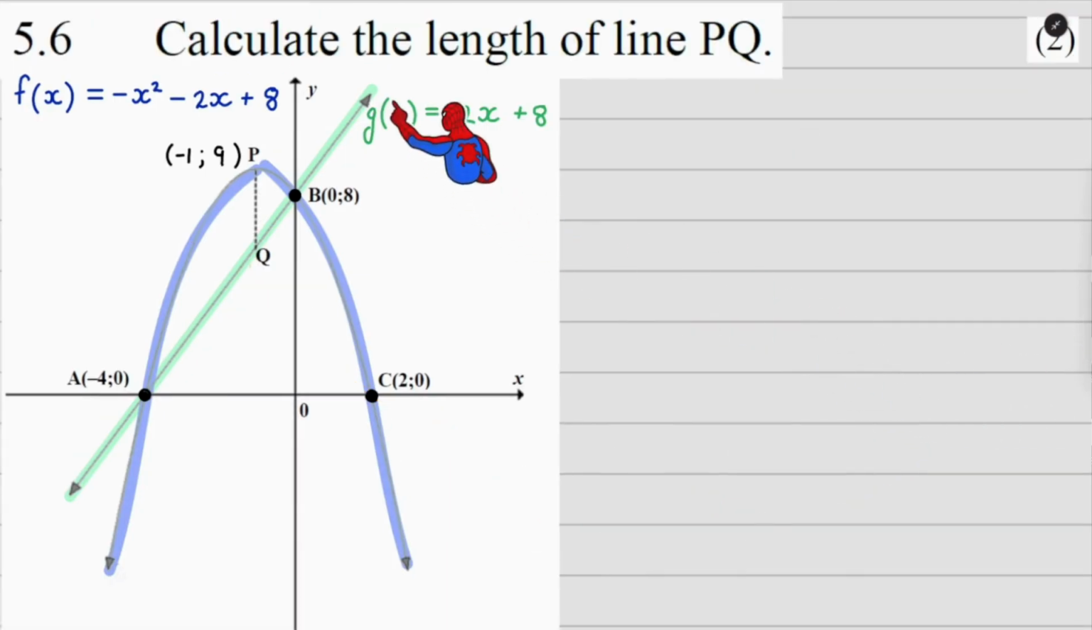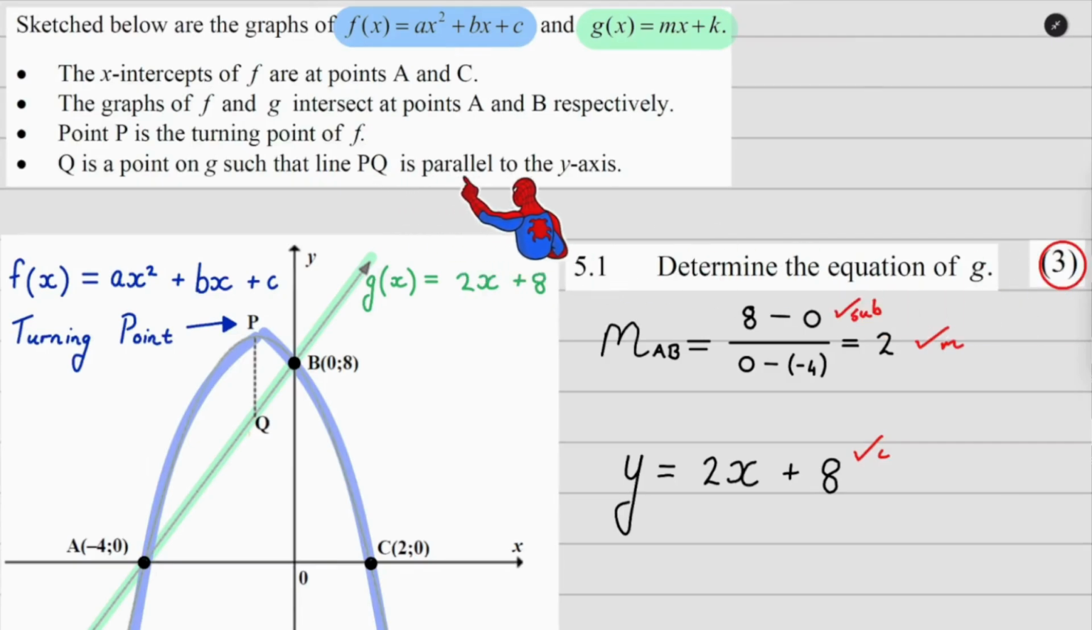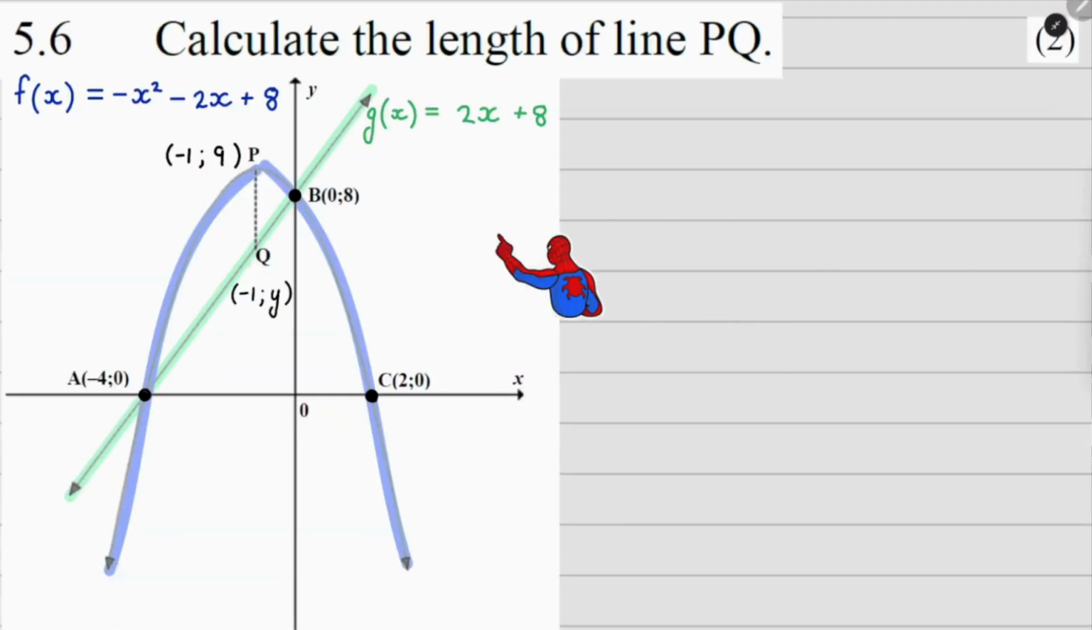Next up, we need to determine the length of line PQ. PQ is over here. And earlier on in this question, they told us something about PQ. They said PQ is parallel to the y-axis. And that's a very fancy way of saying that PQ is a perfectly vertical line, which implies that the x value for P will be exactly the same as the x value for Q.